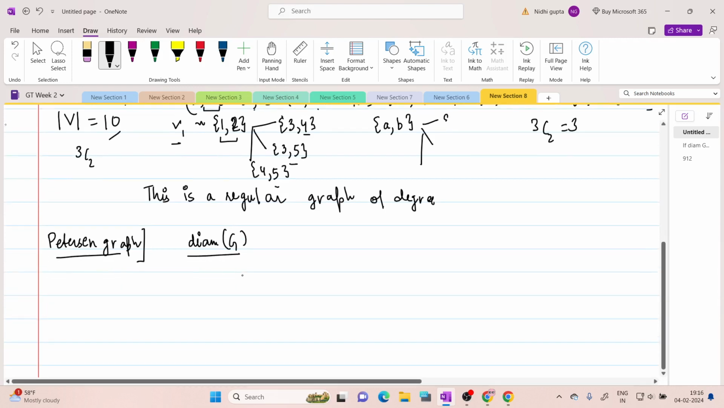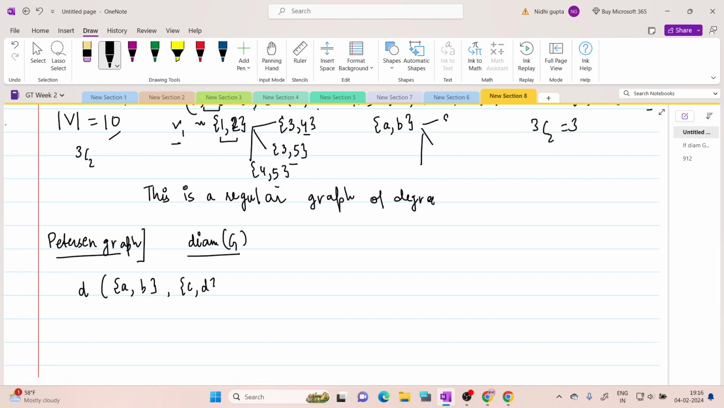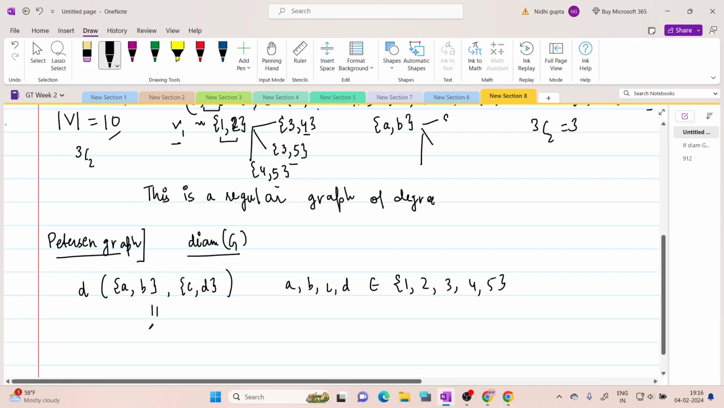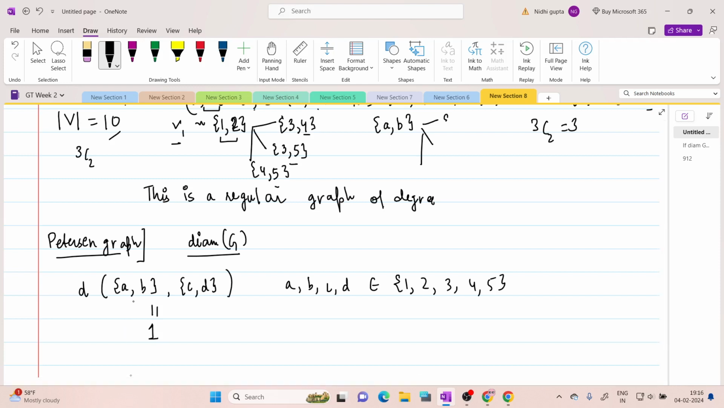So first tell me, what is the distance between AB and CD, if these are distinct elements, ABCD belonging to 1 2 3 4 5, and they are distinct? Why is the distance 1? These two sets are disjoint, and therefore there is an edge between them.